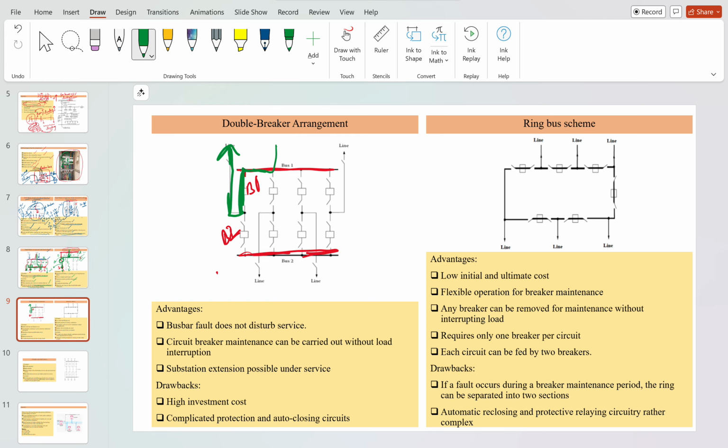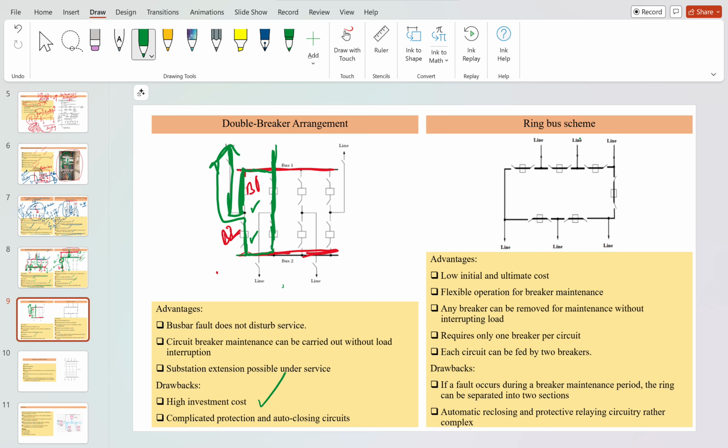And also, you can supply that power through this bus bar. Suppose I can power that line from this system also. So it is a kind of double breaker for a single line. So there are two breakers here, which means the service is not disturbed. When you read it, you will get more clarity. But when you use the double breaker arrangement, the investment cost increases.